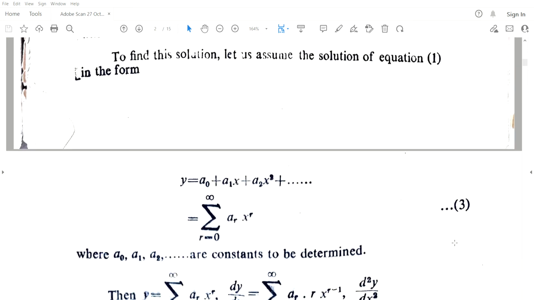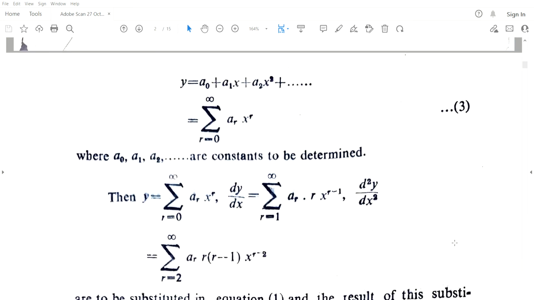Now, how to find the solution? About x is equal to 0, the solution is summation ar x to the power r, where a0, a1, a2, etc., these are constants. But we know that the equation is a second order equation, therefore at the most we must have two arbitrary constants. Therefore, it is obvious that here there are an infinite number of constants, but all of the constants must be expressed in terms of two arbitrary constants. How is it found?